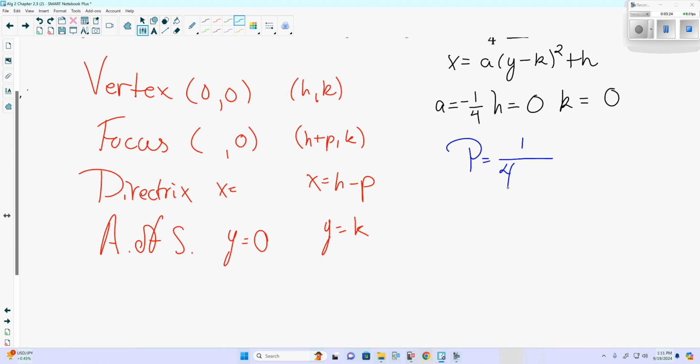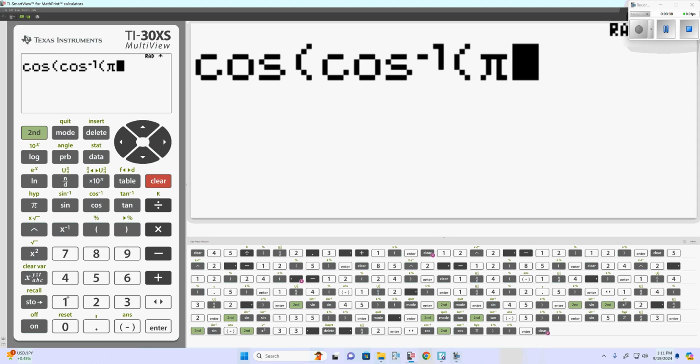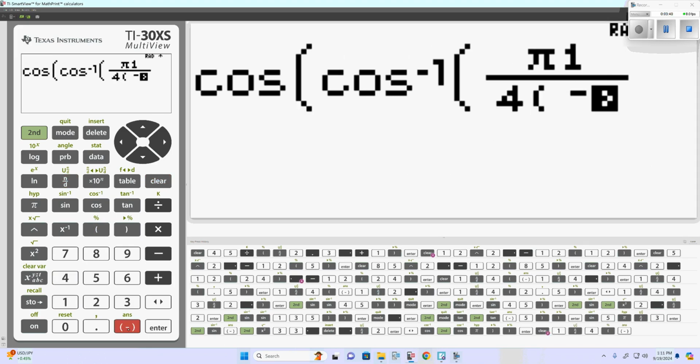Now the only thing we're missing to finish this out is the value of p. Well, p is equal to 1/4a. So 1/4 times negative 1/4. We can do this in a calculator. 1/4 times.